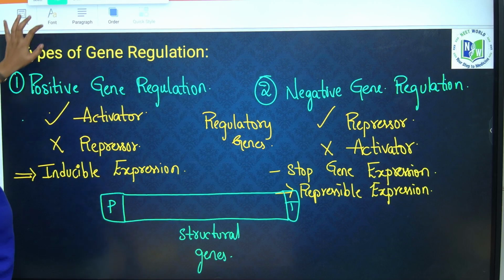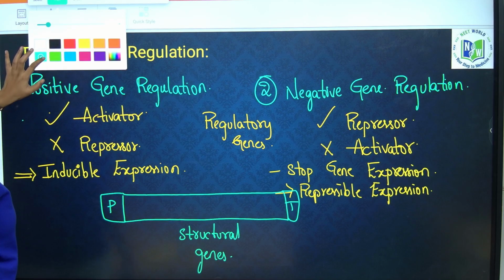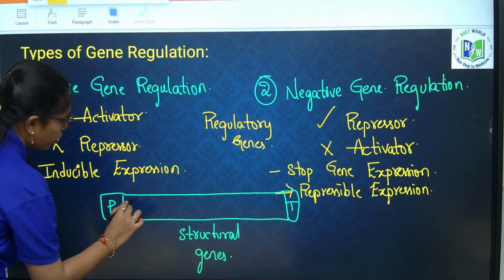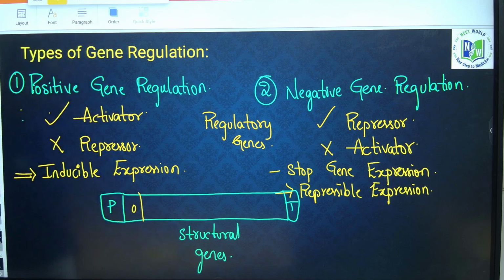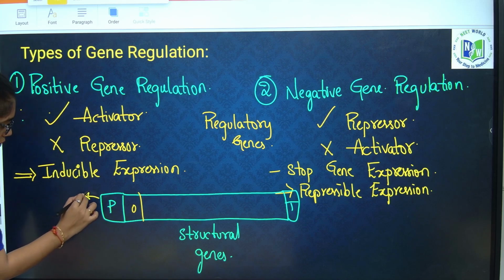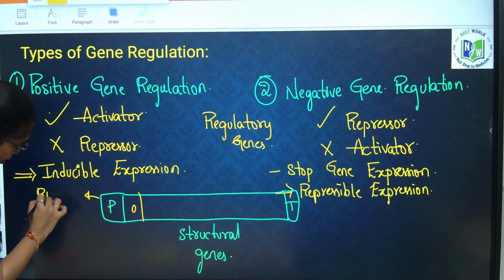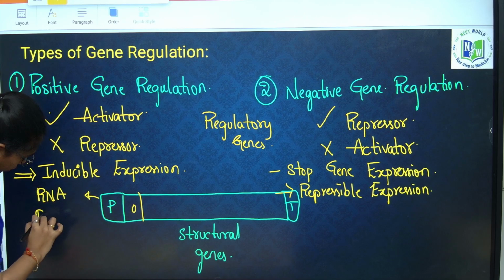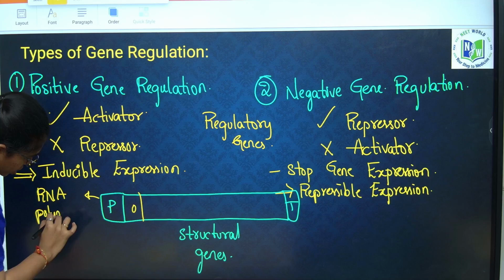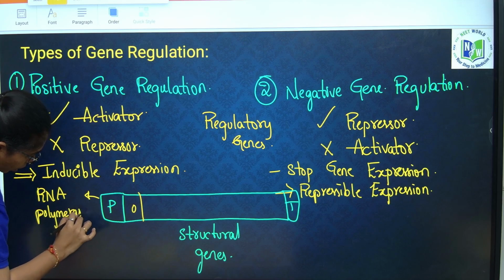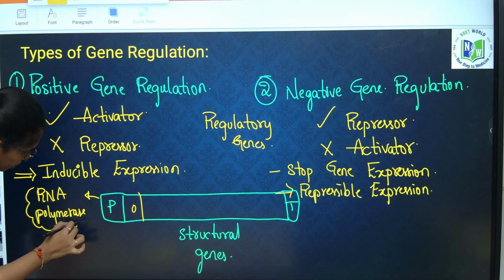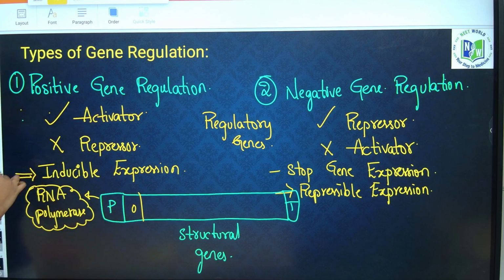So if you take a Lac Operon model or any other model, the promoter is followed by the operator. Promoter is followed by what, ma'am? Operator. To the promoter region, always RNA polymerase will bind. What will bind to the promoter region, beta? RNA polymerase will come and bind to the promoter region.